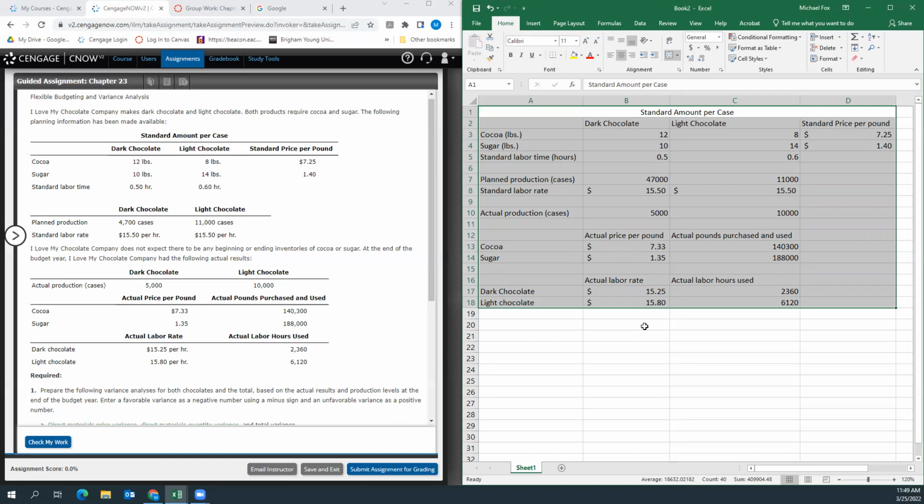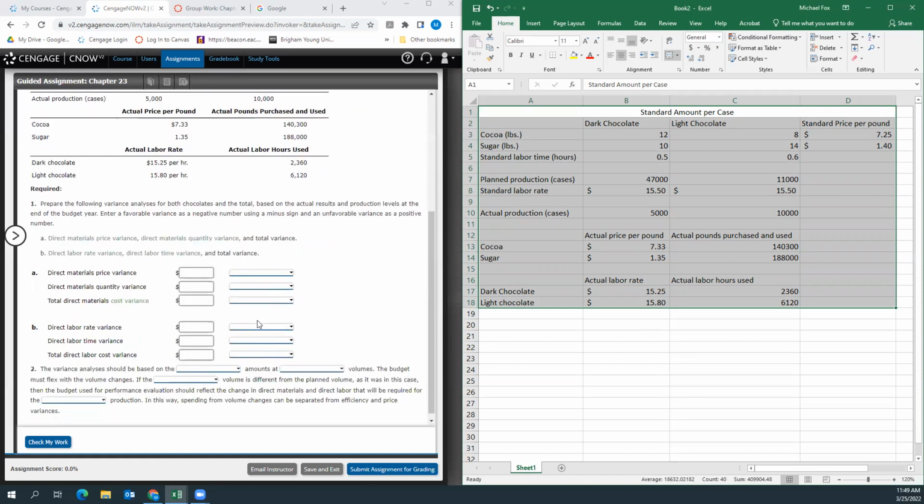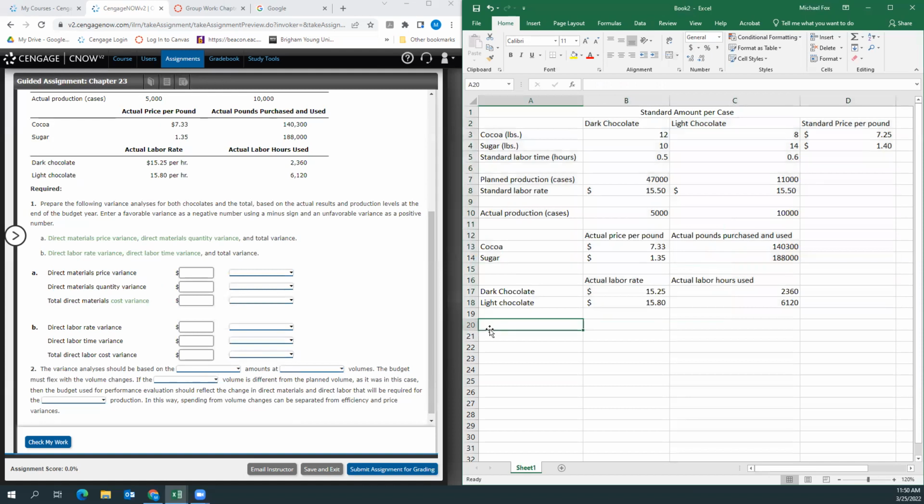So I'm just going to jump into this. If we look at how it's set up, they don't give us any example of structure or format. It just wants us to give the direct materials price variance, the direct materials quantity variance, and the total direct materials cost variance, and then the direct labor rate variance, direct labor time variance, and the total direct labor cost variance, and then fill this stuff in. So they don't give us a format, so we're just going to have to do our own.